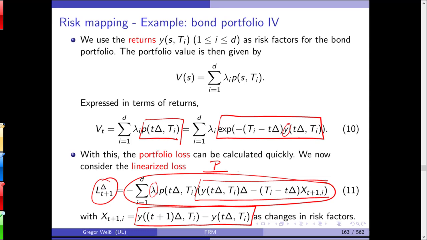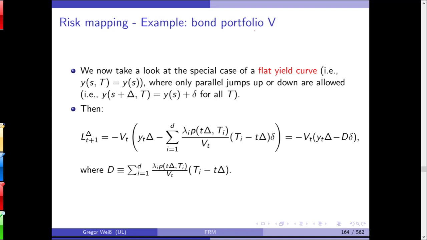And we can simplify it a little bit. We are assuming a flat yield curve, konstante flache Zinsstrukturkurve, meaning that we can simply write, instead of Y of S and T, we can simply write YS. And we only allow for parallel jumps in the interest rate. So it can jump from 5 to 6%, but for all maturities, for 1, 10, 15, 20 years, and so on. Then all of this is simplified to this. The linearized loss is given by minus the total value, YT delta minus the sum of delta I times P over the total portfolio value times delta times TI minus T delta. And this can be written as this.